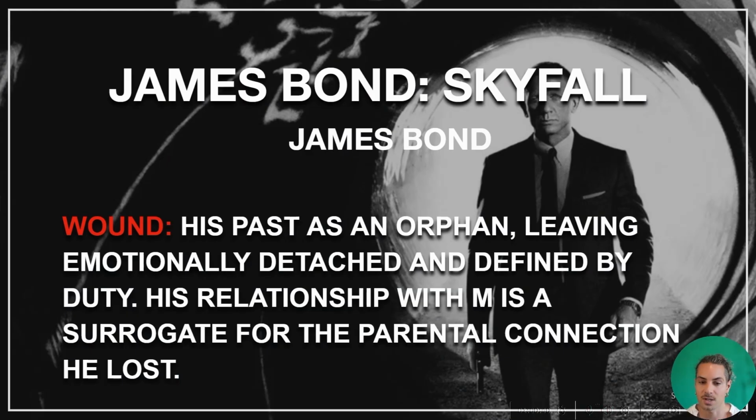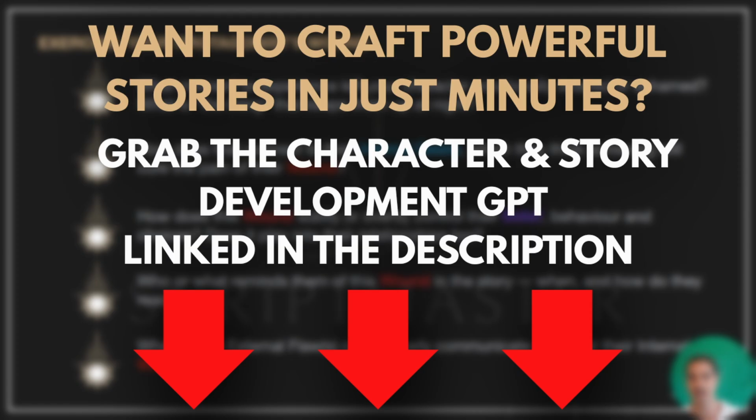In James Bond, again, another character with a flat arc who needs to validate his paradigm through action. His wound is his past as an orphan, which we learn in Skyfall left him emotionally detached and defined by duty. So his relationship with M, the person he's striving to protect, we understand based on his wound, because M is a surrogate for the parental connection he lost. So now explore your protagonist's wound.